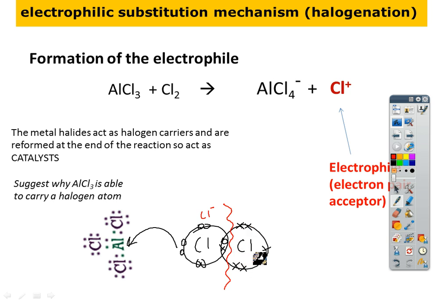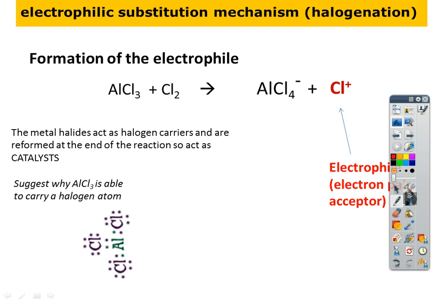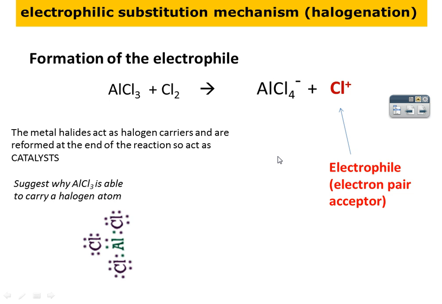The Cl on the right started with 7 electrons, but now it's only got 1, 2, 3, 4, 5, 6, so that's lost an electron, so that's effectively Cl plus now, and there it is there. Okay, so that's how the AlCl3 does its job. Okay, so we'll just flick on to the next slide.